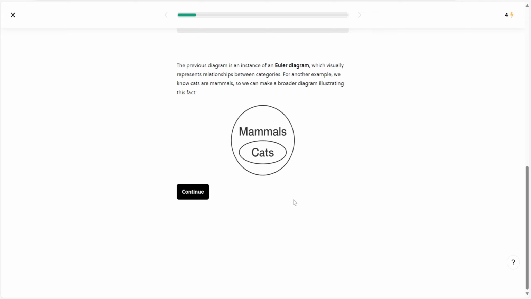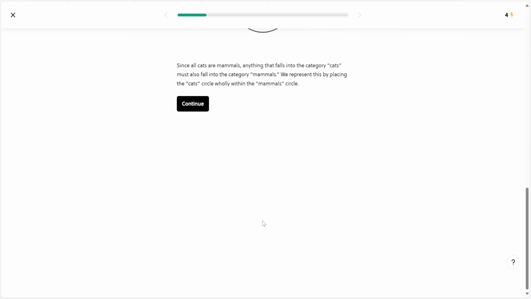For another example, we know cats are mammals, so we can make a broader diagram illustrating this fact. Since all cats are mammals, anything that falls under the category of cats must also fall under the category of mammals. We represent this by placing the cat circle wholly within the mammals circle.